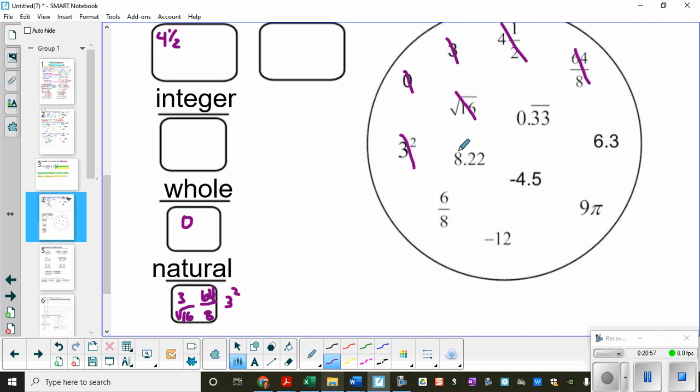All right, now 8.22. Friendly reminder that my birthday is on August 22nd. Not sure if anybody remembered that, but that's where I see that decimal.